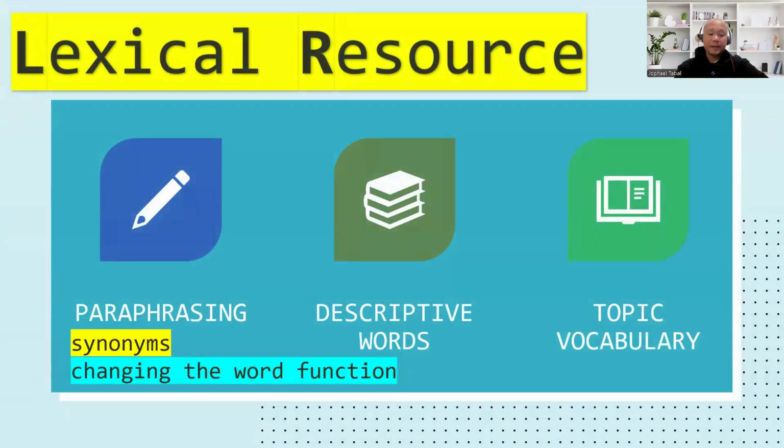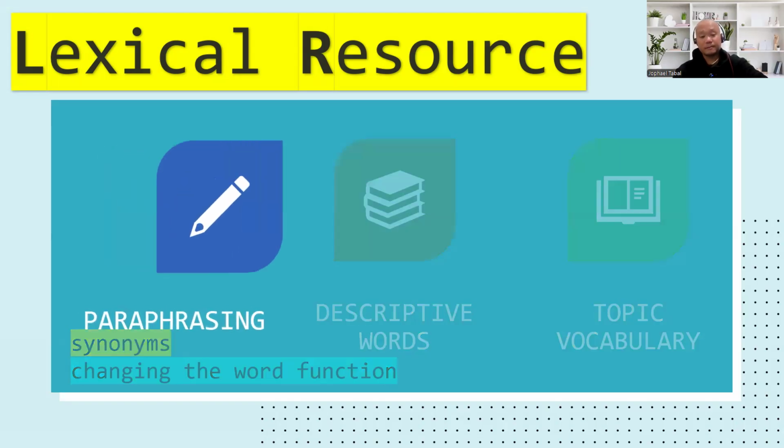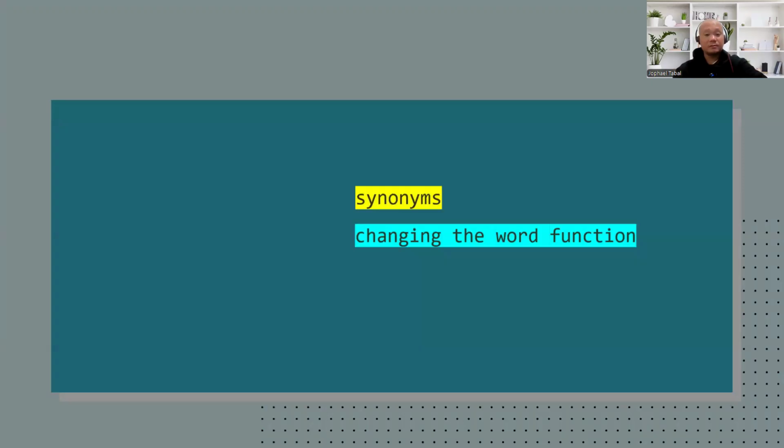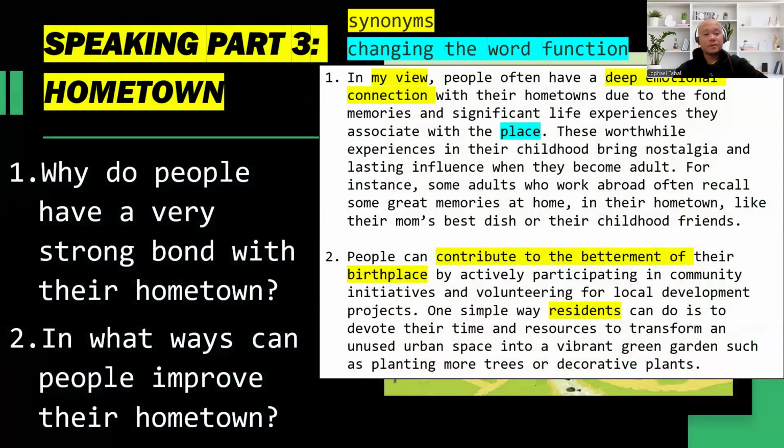So how to paraphrase? Now there are only two main ways to paraphrase: the use of synonyms and changing the word function. For using synonyms, we have an example here. We have two questions. For example, why do people have a very strong bond to their hometown? As you can see here, the model answer uses synonyms. For reason, we have "in my view"; bond becomes connection, and hometown becomes place. So the candidate here is using synonyms.